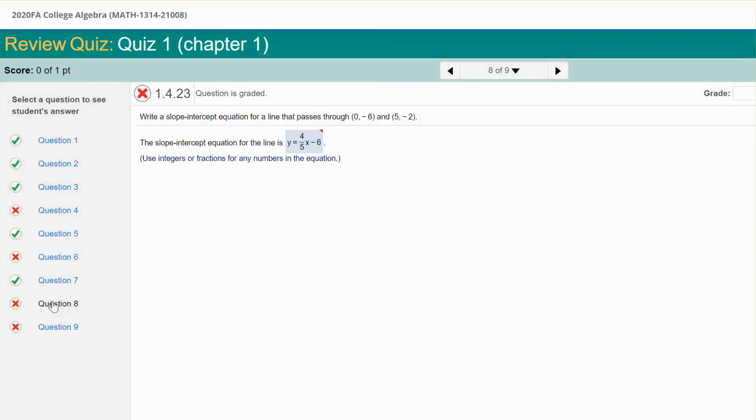On number 8 here, the only thing you did wrong is you forgot to put y equals. They were wanting the slope-intercept equation. So I'll go ahead and give you full credit for that, but that's why it marked it wrong.